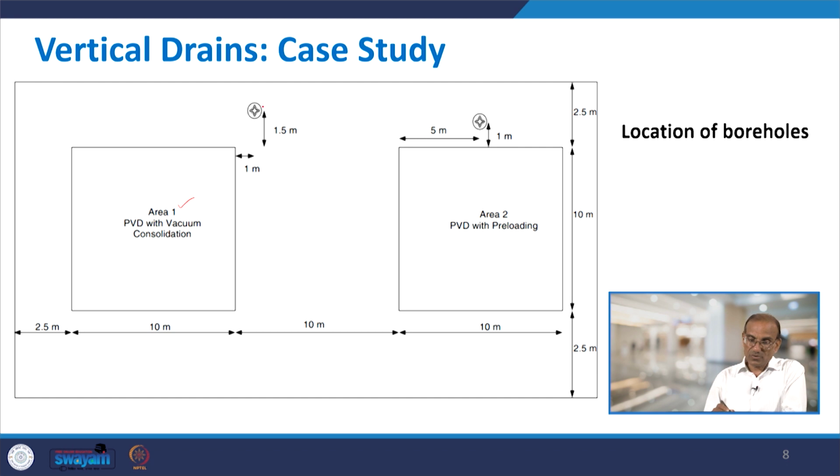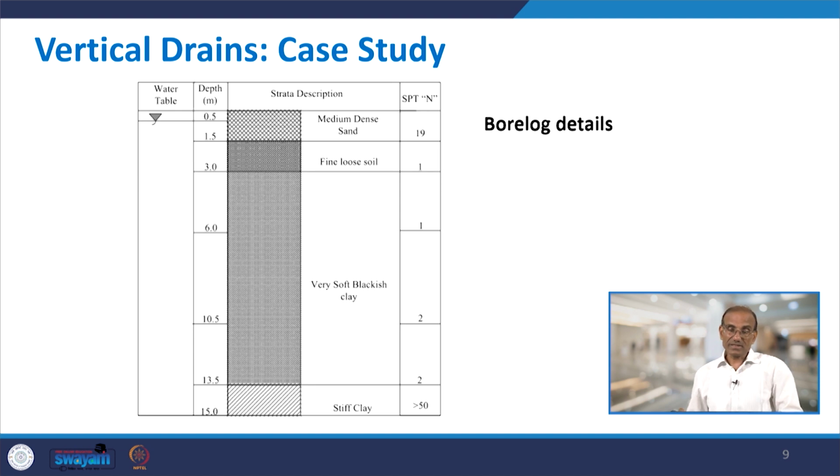Then you have two boreholes near area 1, the location is given, it is 1 meter apart and 1.5 meter away from the top part. Similarly, another borehole is there in area number 2. So, these are the locations, and then the characteristics. What are the borehole details? The borehole details are here. The type of soil in both the boreholes are given here, where the water table is very high, because as I said, it is in the coastal region.